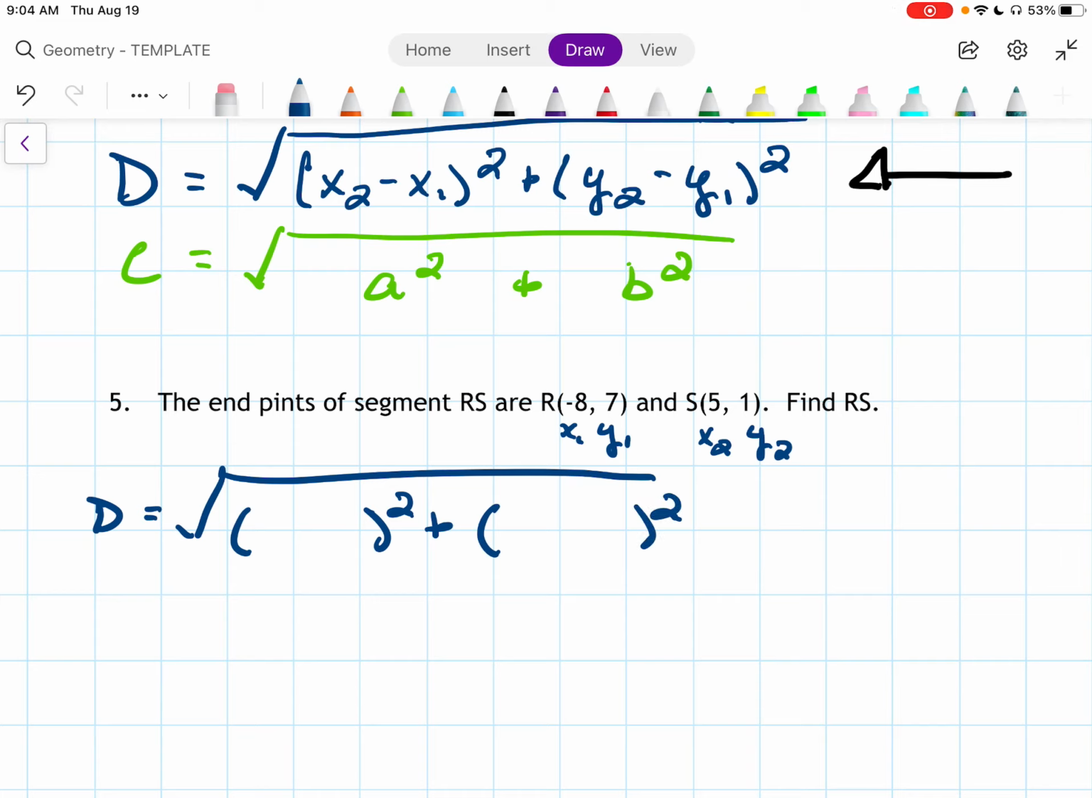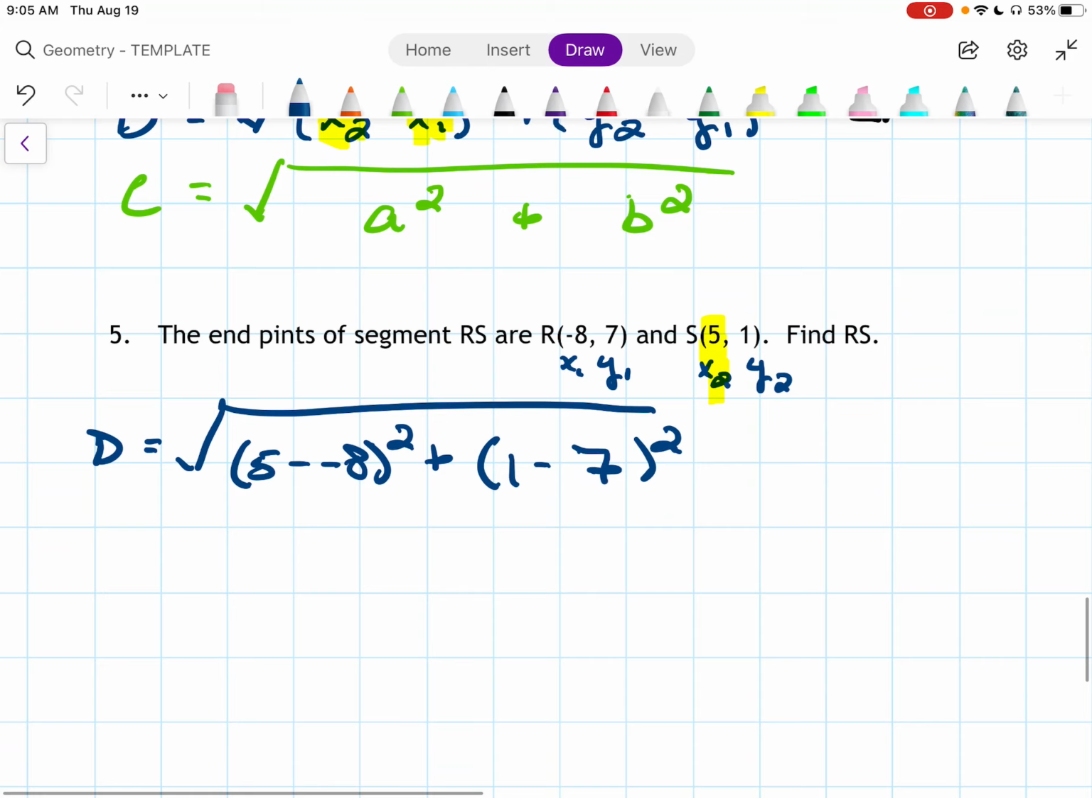And now I need to plug in for my variables. We look at my distance formula up here, and it has x2 minus x1. Here's x2, so I'm going to have 5 minus x1, which is negative 8. So it's going to be 5 minus negative 8. All right, and for our y's, I'm going to have 1 minus 7. The rest of this is just doing the algebra of it. We've done the big meat of the problem.